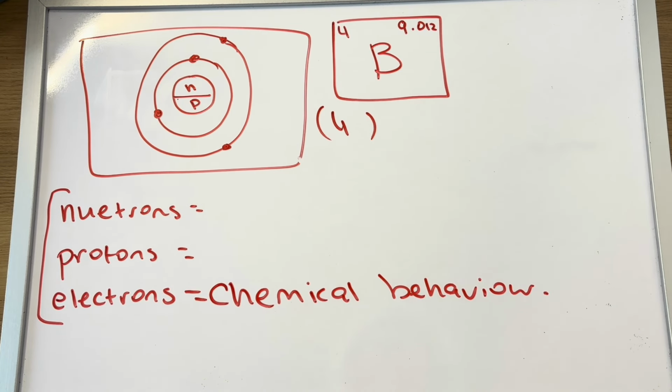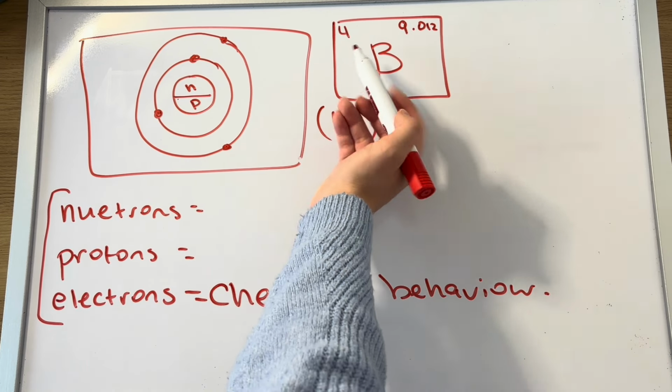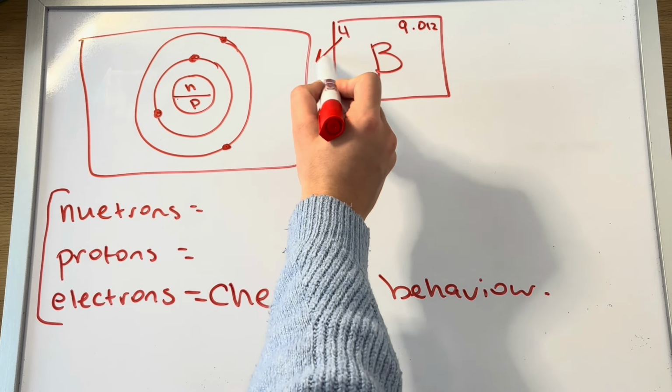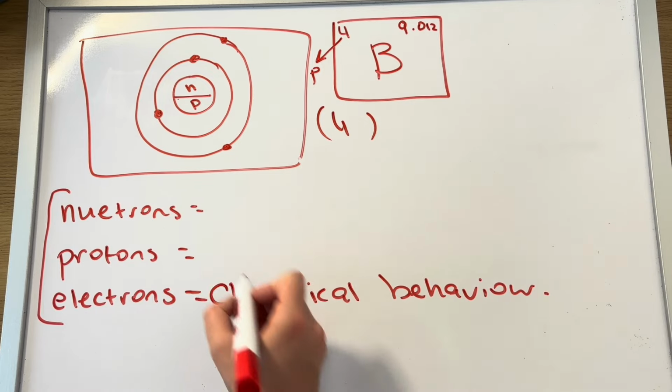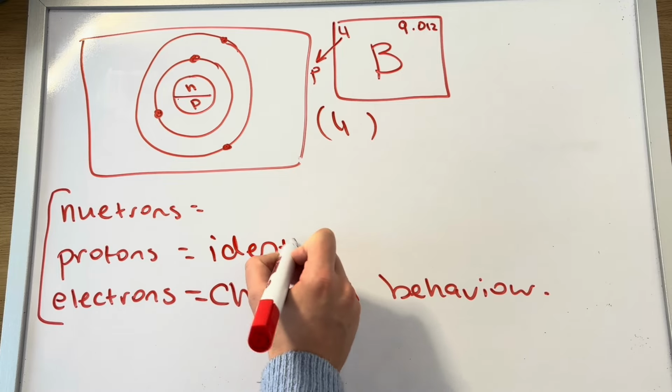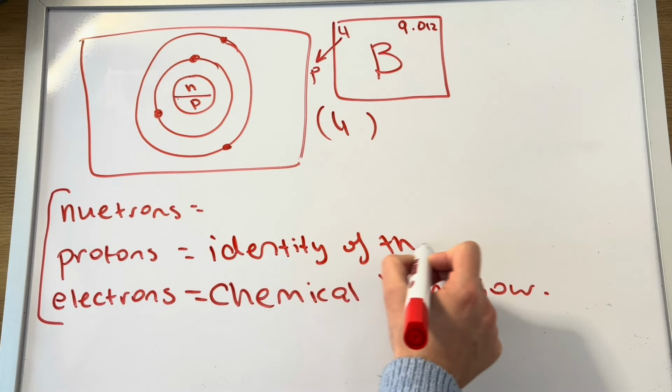But if we were to look at protons and neutrons, well, what's their purpose? Protons determine, like we've said, the identity of the element. This atomic number that you see, yep, that's because of the protons. So this basically determines the identity of the atom.